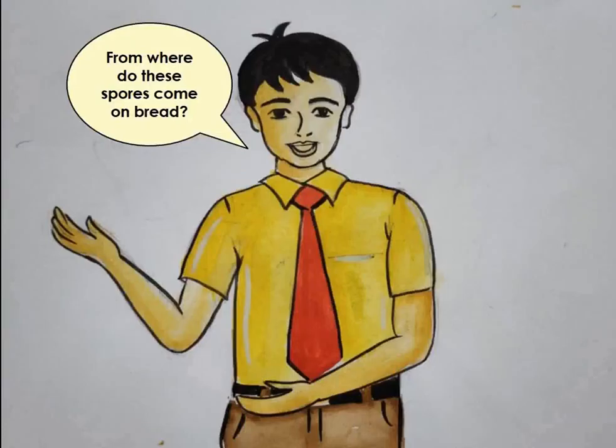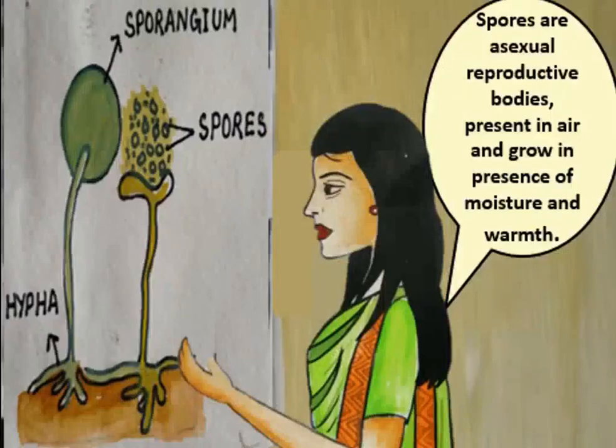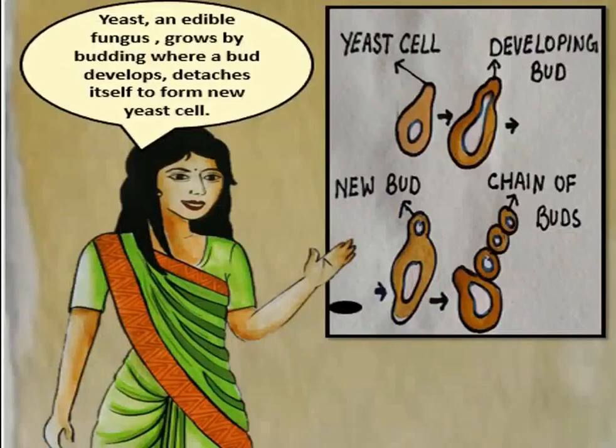Ma'am, from where do the spores come on bread? Rohan, spores are asexual reproductive bodies which are present in the air. They grow in the presence of moisture and warmth. Now look here. It is yeast. It is an edible fungus. It grows by the method of budding. In this method, a bud develops and then detaches itself to form a new yeast cell.